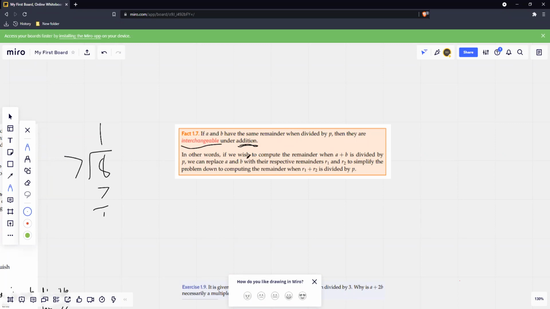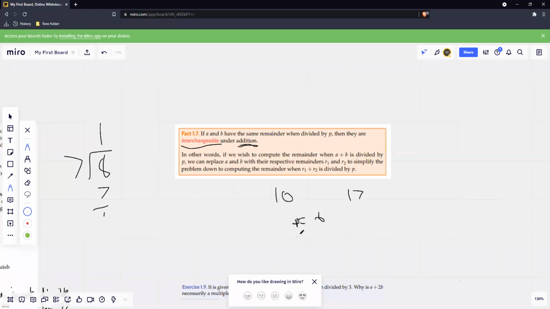So in other words, if we wish to compute the remainder when a plus b is divided by p, we can replace a and b with their remainders. Let's call them R1 and R2, to simplify the problem down to computing the remainder when R sub 1 plus R sub 2 is divided by p. That's basically what you're allowed to do. So let's do an example. Let's say a is 10, b is 17. We are dividing all of these by 6. Let's say p is equal to 6.